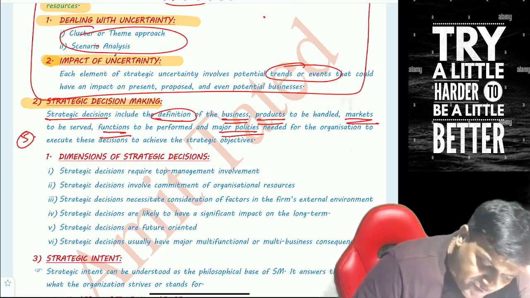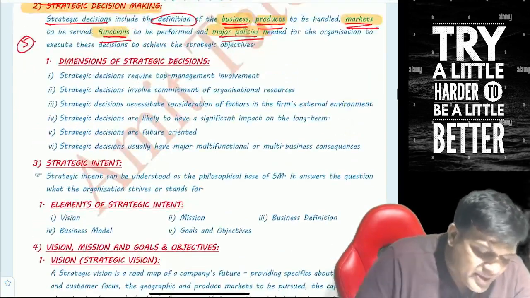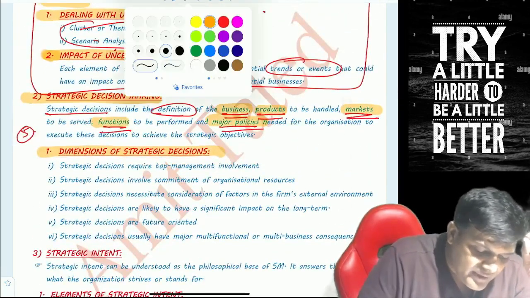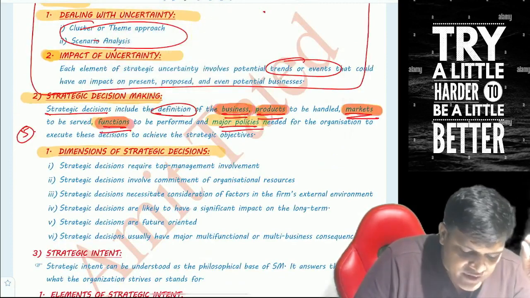What are the 5 things? I do think everybody highlighted the word. One is business, one is product, one is market, one is function, and one is policies. Now, what are the dimensions of strategic decision making? To be very precise, give me a context. Everybody give me a good answer: the business, products, markets, functions, and policies.